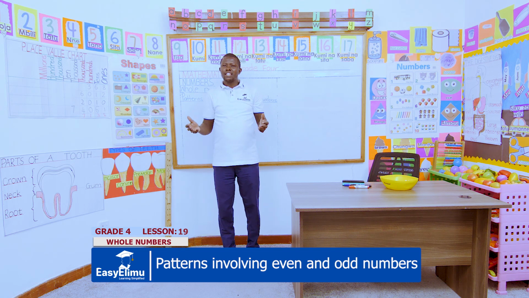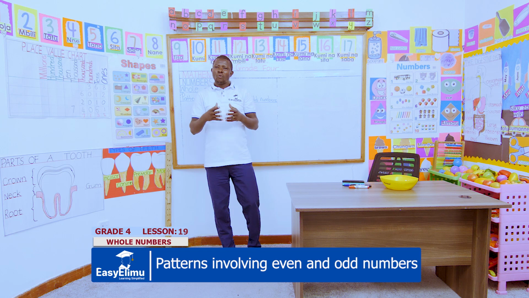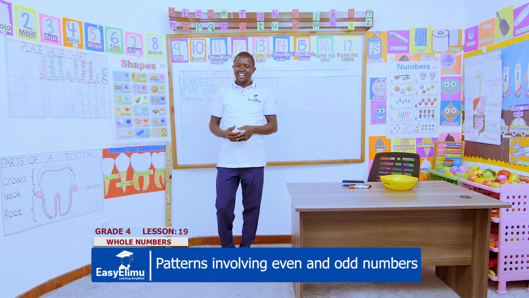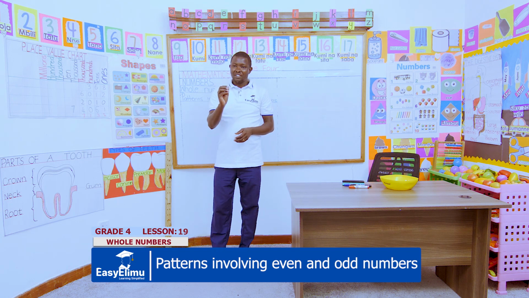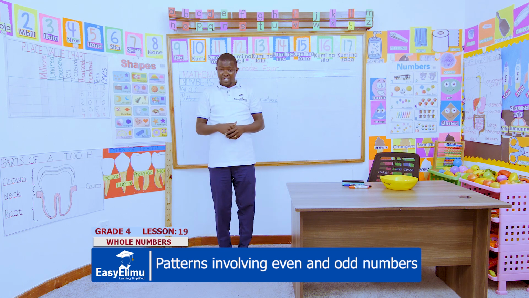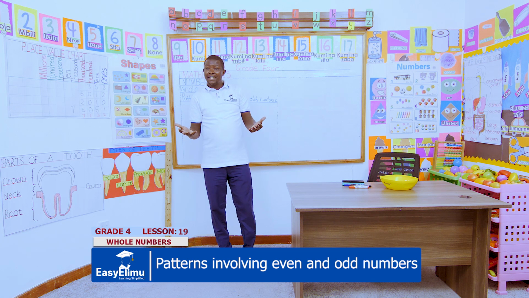Just to remind ourselves, what did we say are odd numbers? I'll start with Victor. Odd numbers are numbers that are not divisible by 2. That is correct. What about the even numbers? Jane, what are even numbers? Even numbers are numbers divisible by 2.